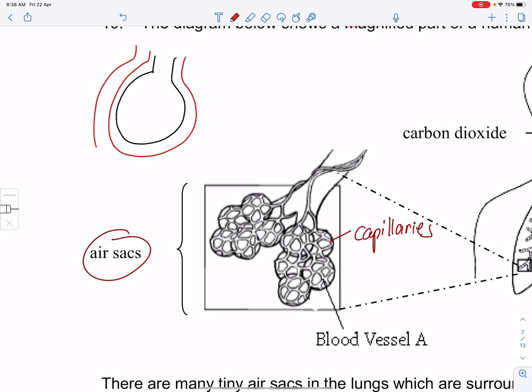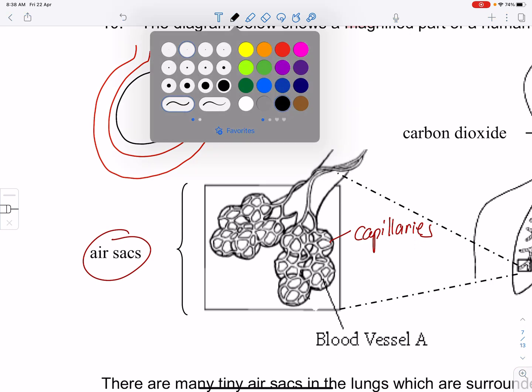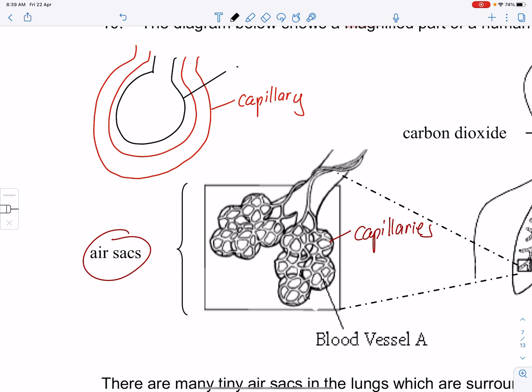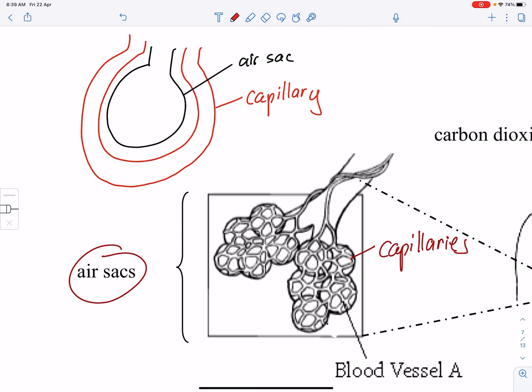This is actually your capillary. This is magnified many times. Okay, so this tube over here that you see, this whole tube is actually your capillary. So I'm going to label that for you. And the one that is in black would be your air sac. Okay, now what happens here is that in your capillary, the direction of flow is this way. It's a one-directional flow. So what gets carried inside would be your red blood cells, which I'm going to draw in now.